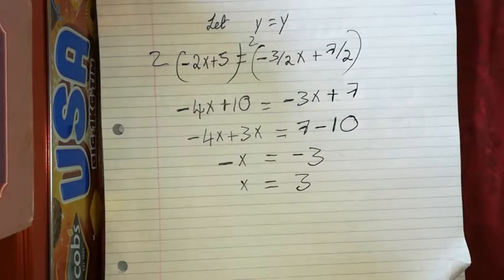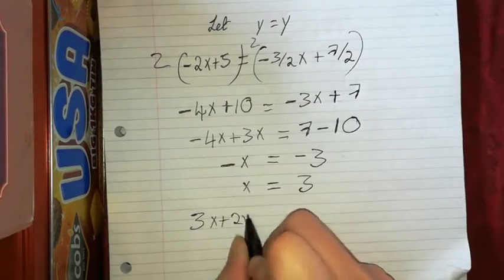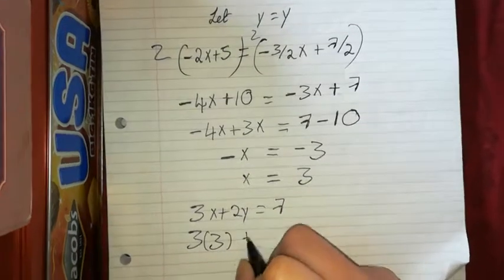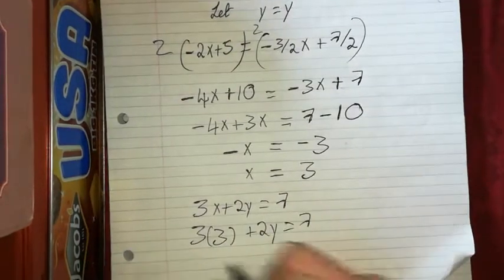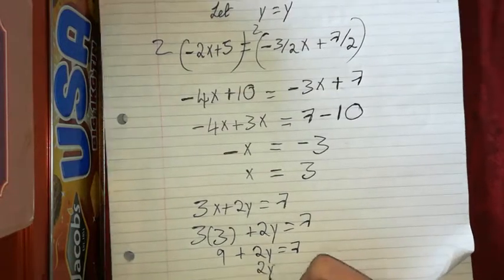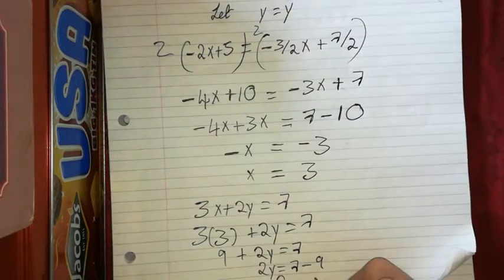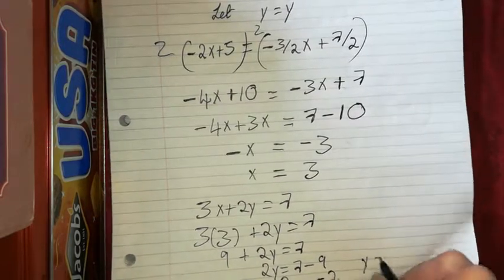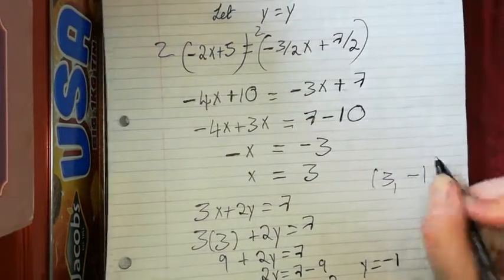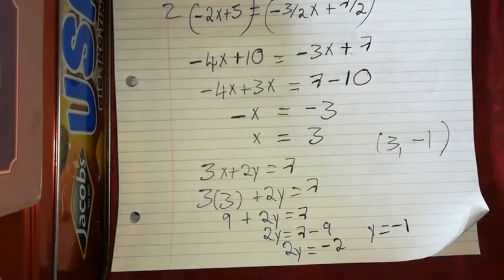Now I just have to go back and sub in x to get my y. So 3x plus 2y is equal to 7. So 3 by 3 plus 2y is 7. So 9 plus 2y is 7. So 2y is 7 minus 9. So 2y is equal to minus 2. So y is equal to minus 1. So my point here is (3, -1). So I get the exact same answer either way, whatever way I do it. So that is our answer. Thank you.